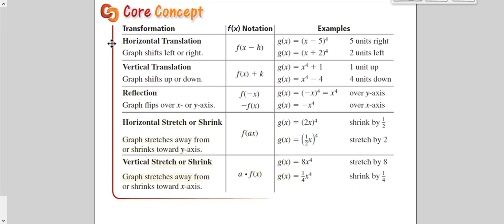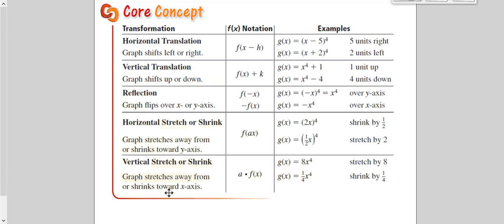h is in the house. That is your horizontal translation. Graph shift left or right. k is kicked out. It is your flag kite. It is the k added on to the end. That'll make it go up or down. Multiplying just x by a negative will give you a reflection over the y-axis. Multiplying the entire function by a negative gives you a reflection over the x-axis.